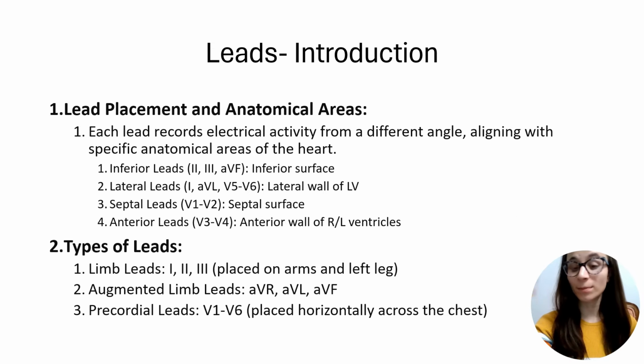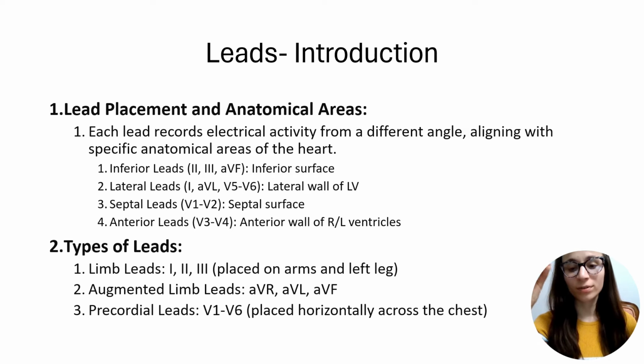As we said, the leads are basically different views of your heart from different angles. So this is basically what it corresponds to. The inferior leads, which are lead 2, 3, and AVF, are looking at the inferior surface of the heart. Inferior, works out. Lateral, same thing. It's looking at the lateral walls of the left ventricle. And those are lead 1, AVL, V5, and V6.